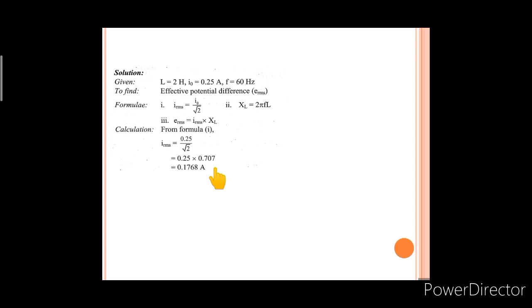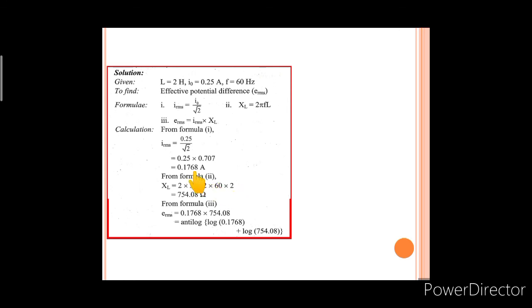Then next, in the second formula, XL is equal to 2 pi F L. We substitute the value of pi which is given as 3.142, the frequency is given as 60 hertz, and the value of L is given as 2 Henry. So XL is written as 2 into 3.142 into 60 into 2, and the multiplication gives the result as 754.08 ohm. So the value of XL we get as 754.08 ohm.